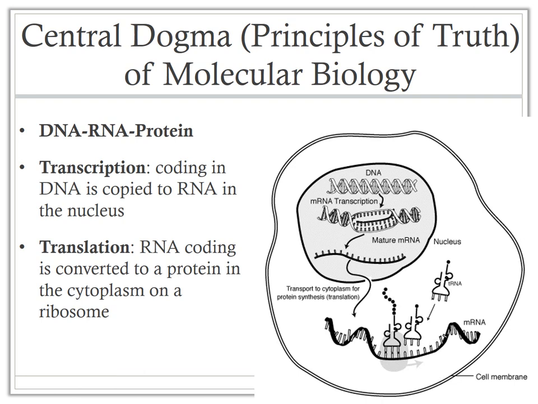And transcription, this is the coding in the DNA will be copied to RNA molecule, and this will be taking place in the nucleus. And then translation is where the RNA molecule is then converted to a protein, and this will be taking place in the cytoplasm on the ribosome. And we'll be getting in much more detail to both of these processes.